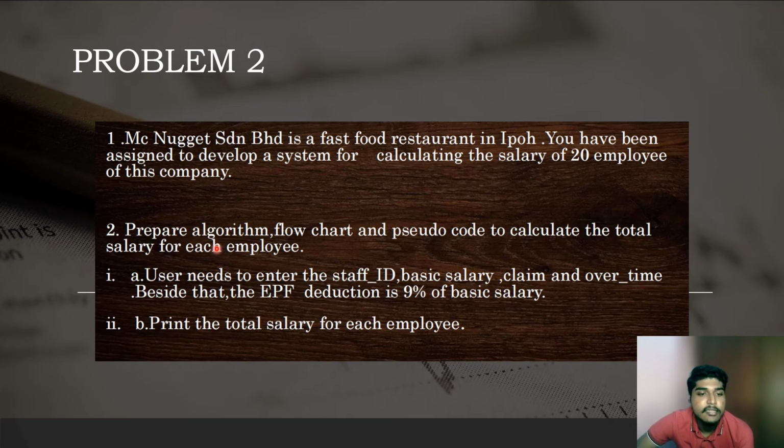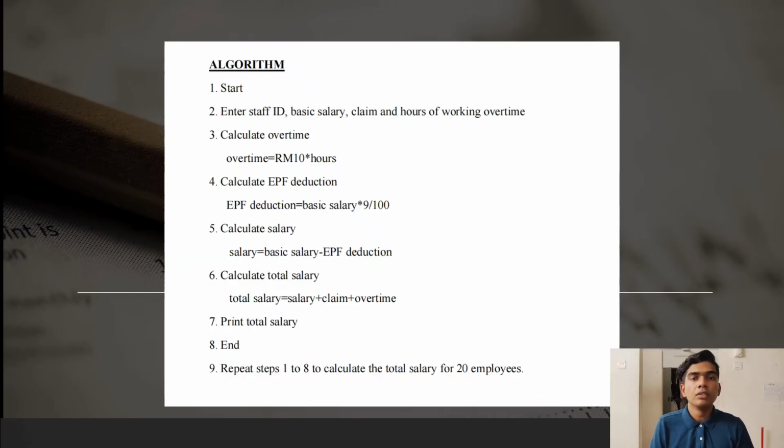So the next slide, that is algorithm and pseudocode, will be explained by my teammate Arvind, and will be continued by me again for the flowchart explanation. Thank you, Peter. So now I am going to explain the algorithm for problem number 2.